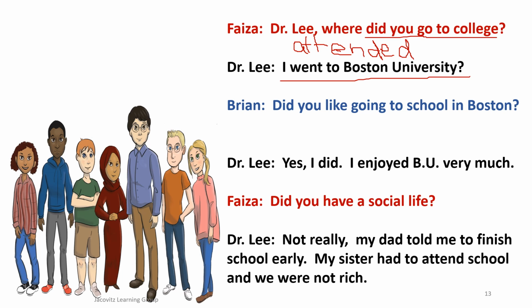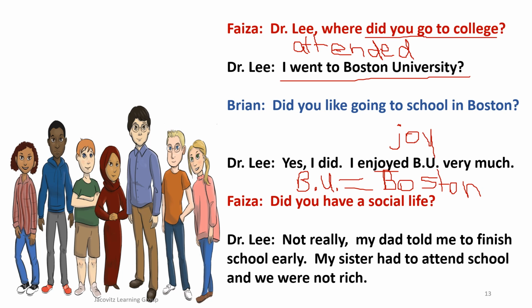Did you like going to school in Boston? He says, yes, I did. It's muffled a bit, but he says, I enjoyed. This is joy. So you have your root word here is joy. And then you put en in front of it. And BU is short for Boston University. When you listen to college students, they'll often do things shortened, and they'll go BU, Boston. So he says, I enjoyed Boston University very much.